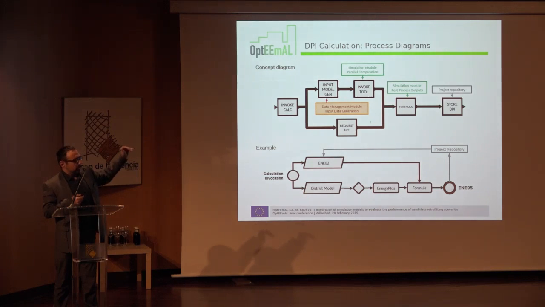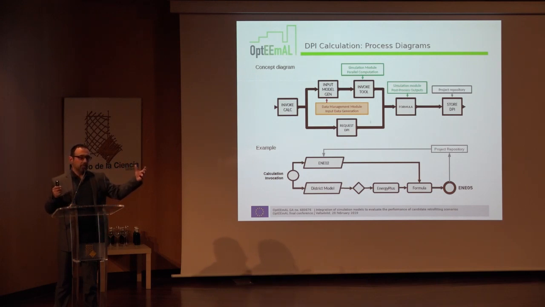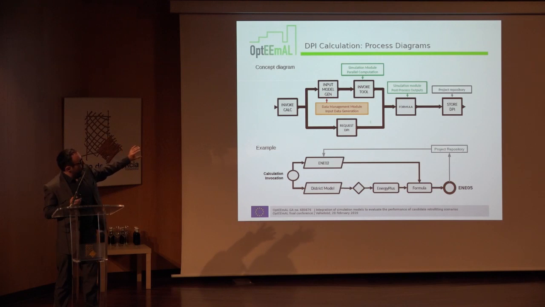So here on the top, you see a concept diagram of the interdependencies among DPIs. For example, one DPI depends on other DPIs. On the top, you see how these interdependencies in the calculations of the DPIs are resolved. When you invoke the calculation, you request the dependent DPIs. And then using the tool, you apply a formula in order to compute the last DPI and communicate the last DPI back to the project repository.